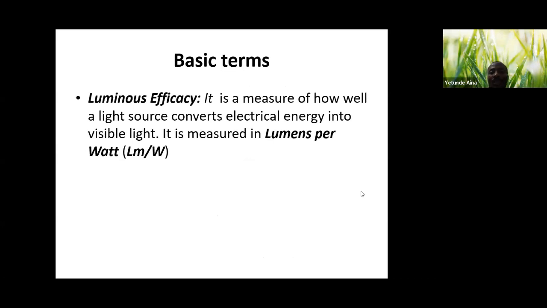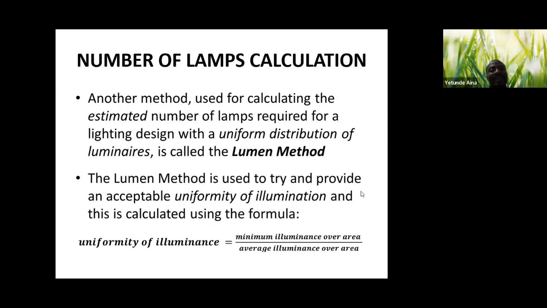It is talking about the luminous efficacy. Now, when you look at the word luminous efficacy, it is a measure of how well a light source converts electrical energy into visible light. That is the luminous efficacy. Then the question now is, how then do we calculate the number of lamps that we need? There are different methods of doing this, but for the purpose of this tutorial, I'll be looking at the method that is called the lumen method.